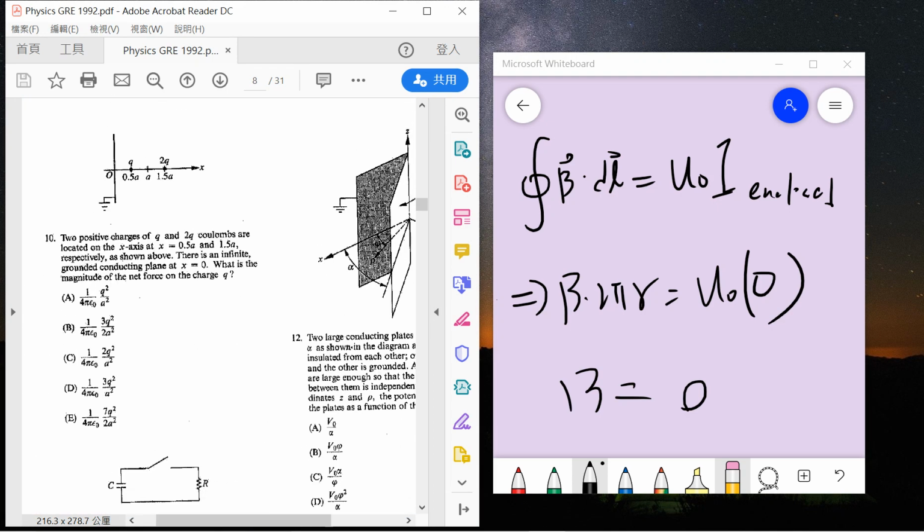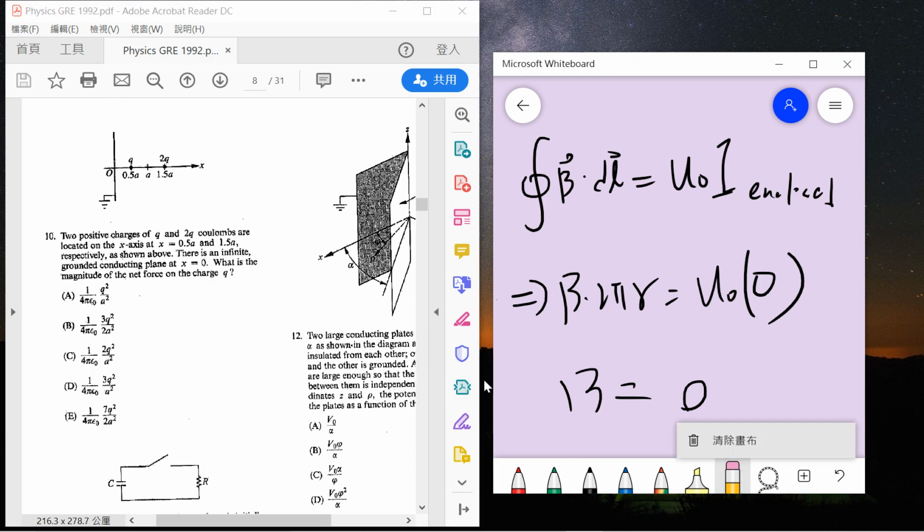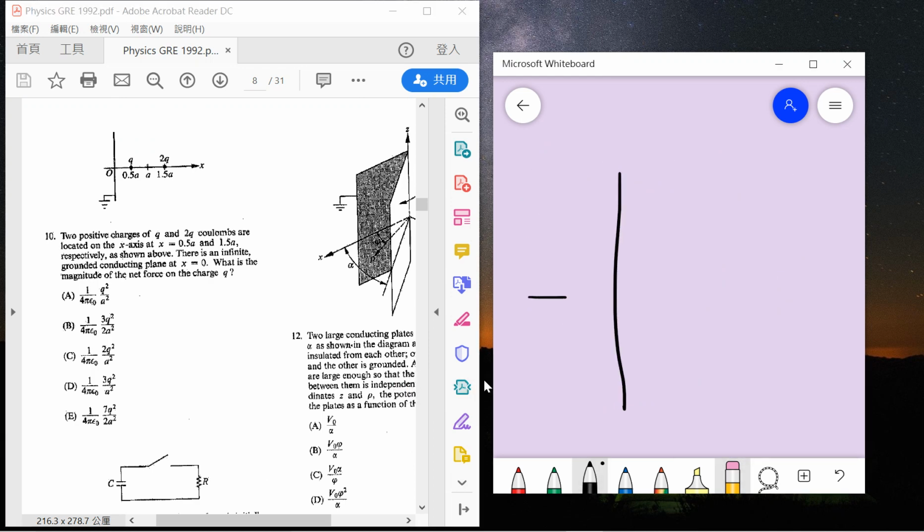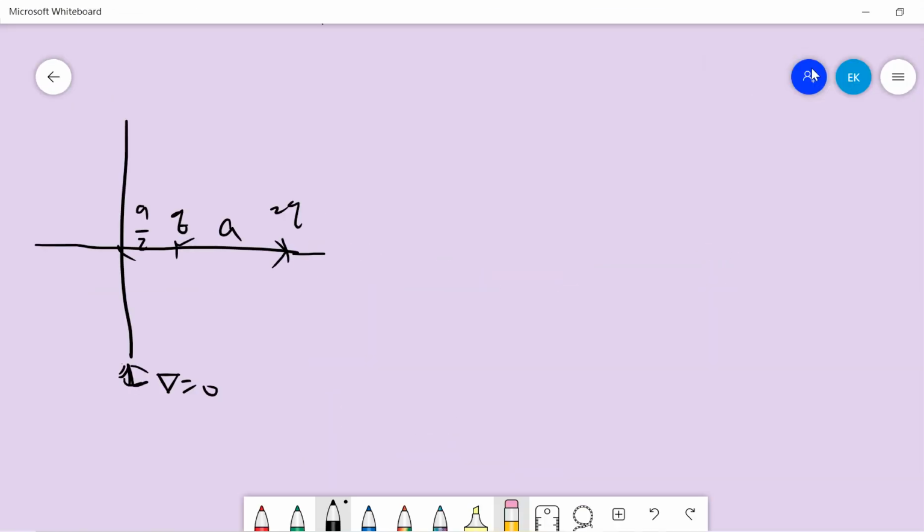Okay, so number 10, you have a conducting plane, so the potential is 0. And then you have a charge Q and a charge 2Q. This is half a, this is a. And it asks about the force on Q. Anyone who took undergraduate electrodynamics knows this can be solved by image charges. So we can neglect the conducting plane.